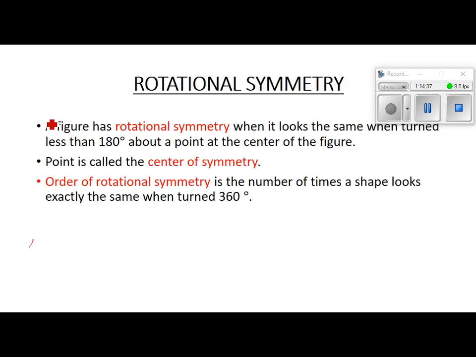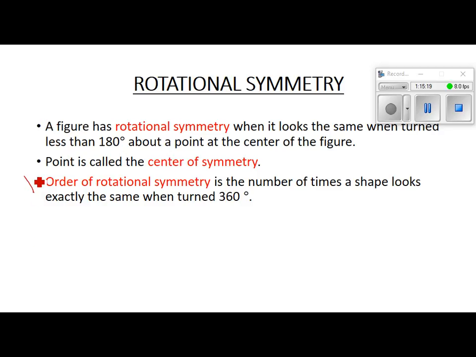All right, write this down. Rotational symmetry. Can you guys see that without me moving that box? A figure has rotational symmetry when it looks the same when turned less than 180 degrees about a point at the center of the figure. That's what we were talking about at the beginning when I poked my pen through this piece of paper. When you give your rotational symmetry, you're going to give the number. How much of a turn did it make? 90 degrees, 180 degrees, 60 degrees, 20 degrees, whatever it comes out to be.